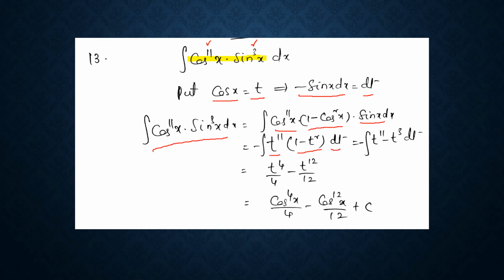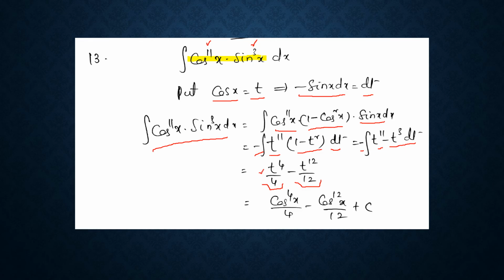So by keeping minus out of the integral, that becomes minus integral t to the power of 11 into 1 minus t square dt. Now by multiplying with t to the power of 11, we'll get minus of integral t to the power of 11 minus t cube dt. By integrating each term separately, we get integral t to the power of 11 dt is t to the power of 12 by 12, minus integral t cube dt is t to the power of 4 by 4.